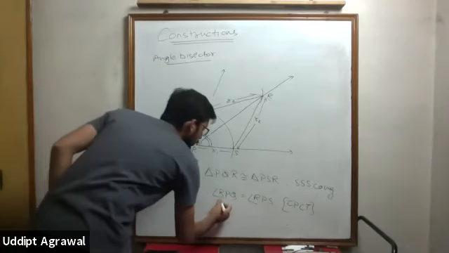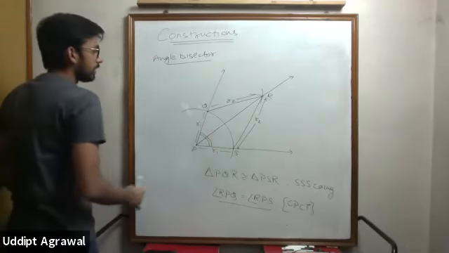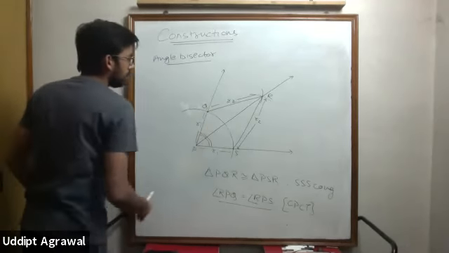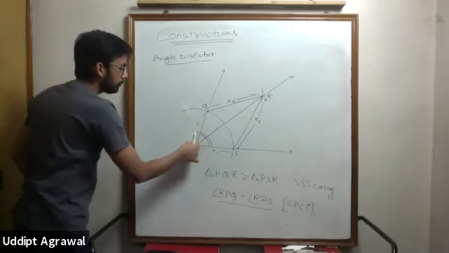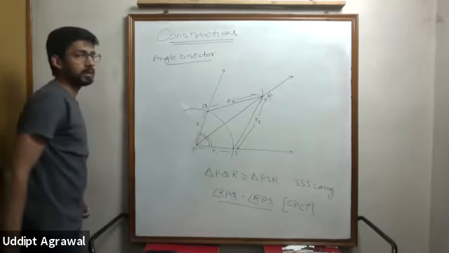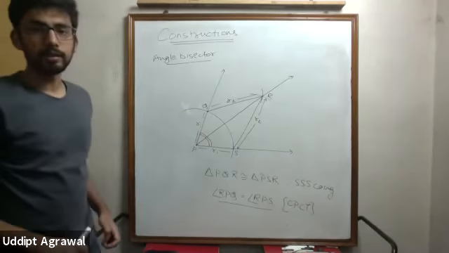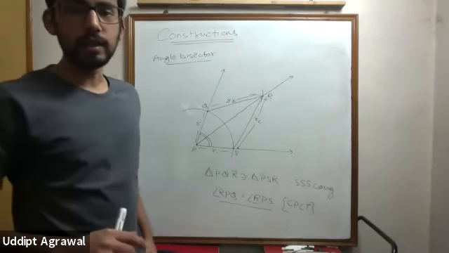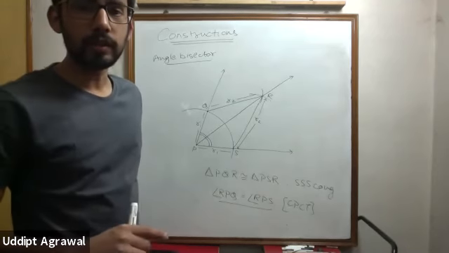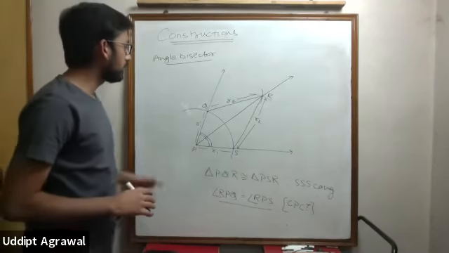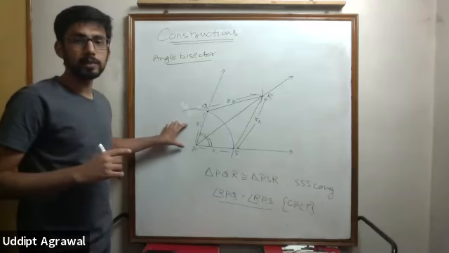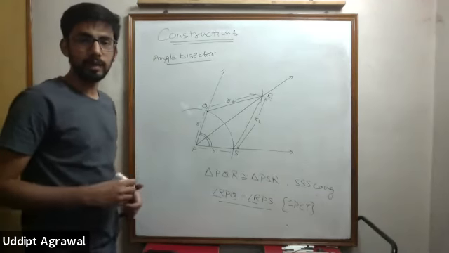So, if these two angles are equal, that means that the line PR is dividing this angle QPS into two equal parts, hence it is bisecting it. These are the steps that we follow to make the angle bisector, and why these steps give us a valid construction. We just saw that.